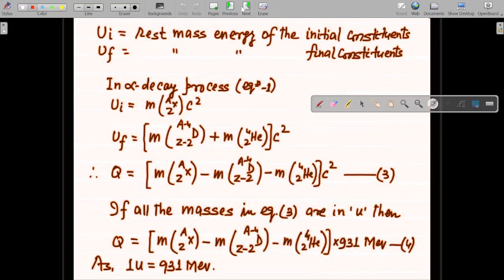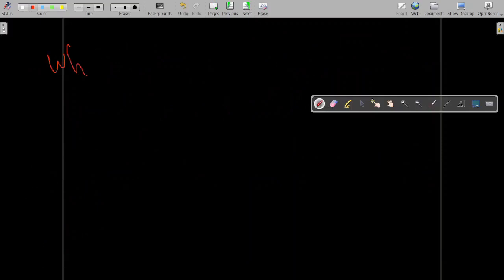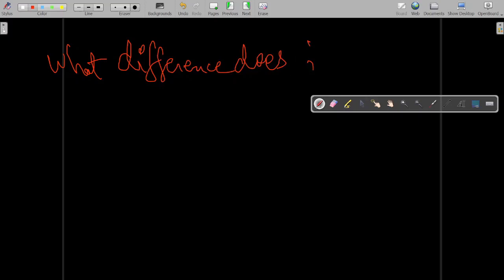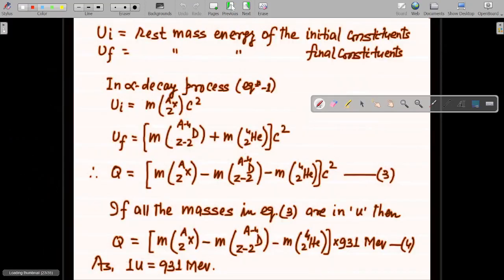Now what difference does it make? Not much, not a significant difference. So in the alpha decay process, now you saw all this.